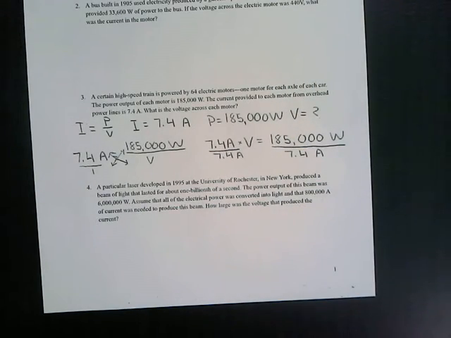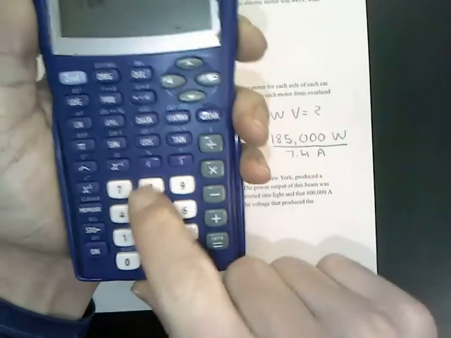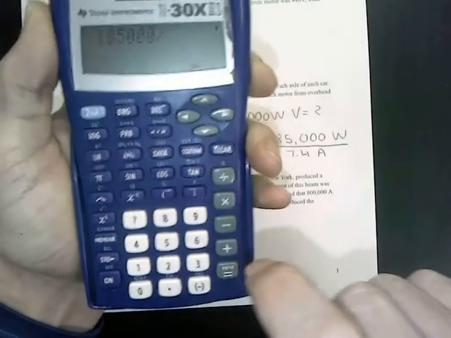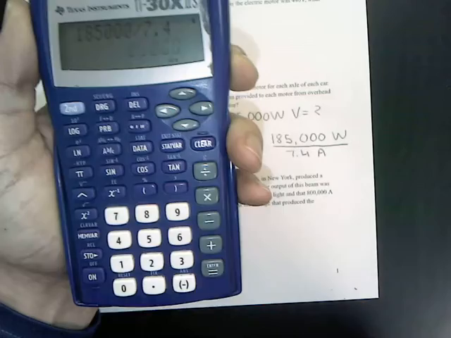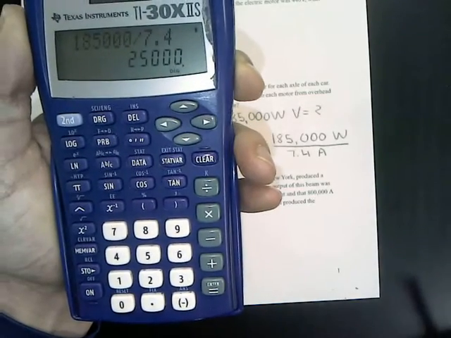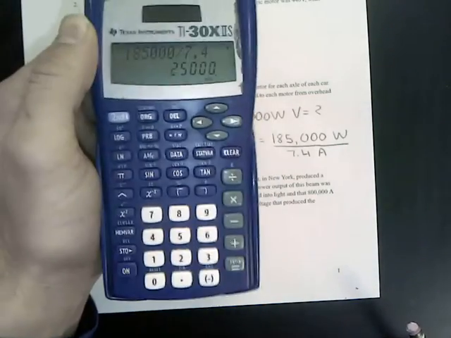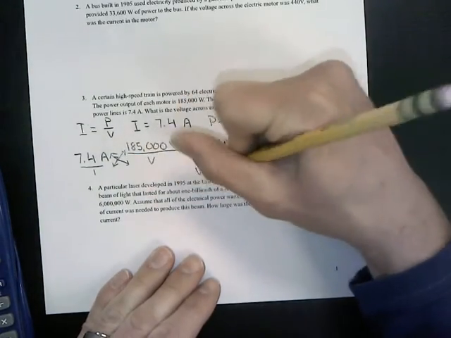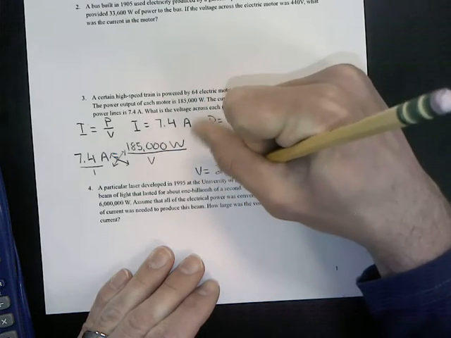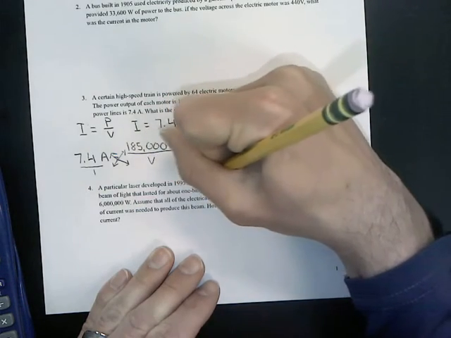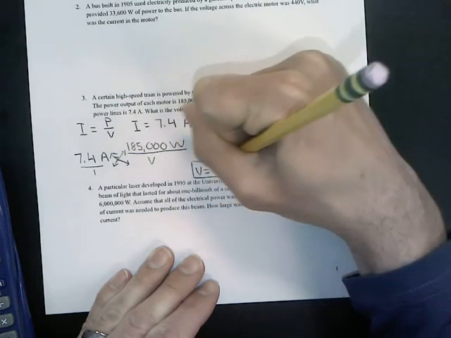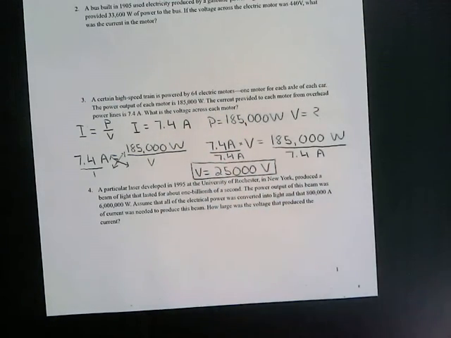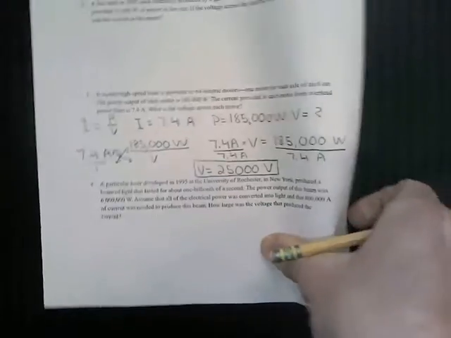Okay, so in my calculator, I'm going to take 185,000. And I'm going to divide that by 7.4. And when I do this, I get a value of 25,000 volts. So again, our V for volts equals 25,000 volts. Okay, so I've shown you how to solve for I current and V volts. Let's turn to number 5 and solve for P for power.